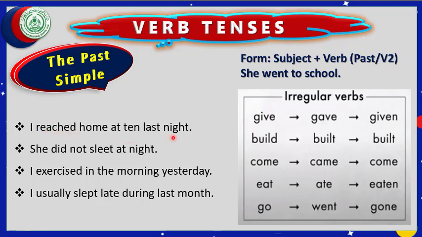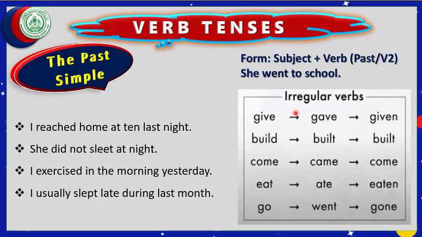I reached home at 10 last night. She did not sleep at night. I exercised in the morning yesterday. I usually slept late during last month. All these sentences are given in past simple tense. As we learned here, in the form of the past simple tense, we shall use the second form of the verb.